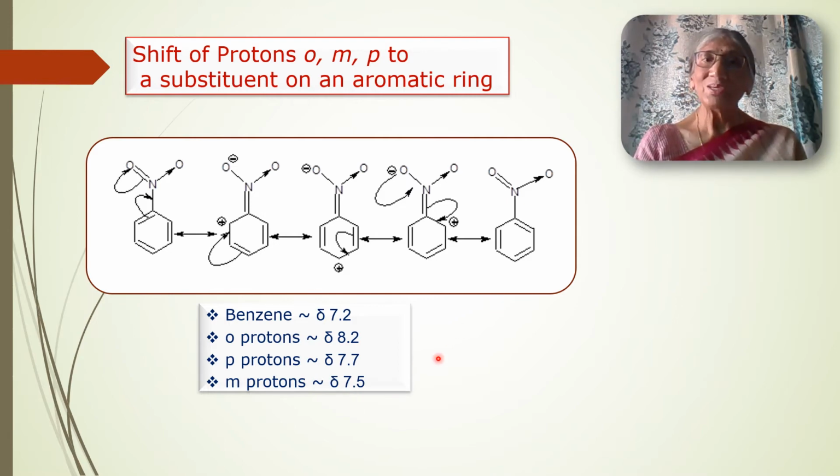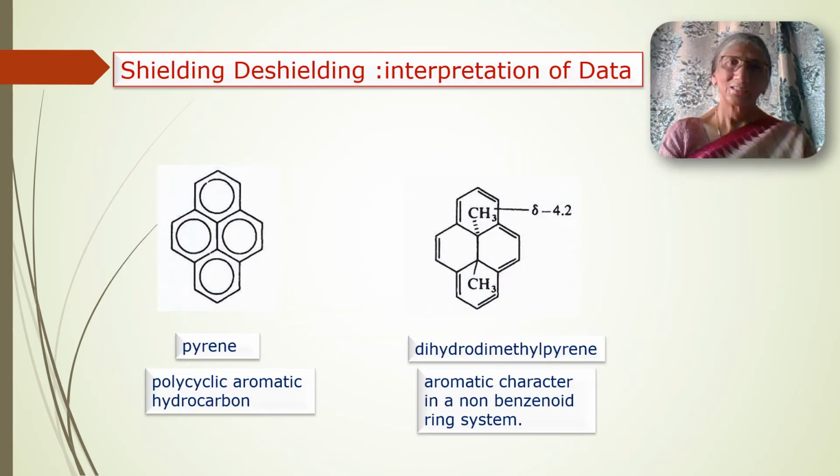So here we can correlate the resonance frequency of ortho, meta and para protons with the reactivity of nitrobenzene. This is a very interesting example.